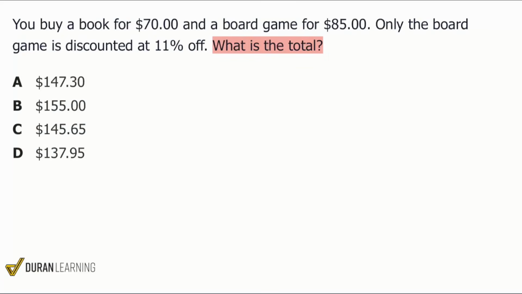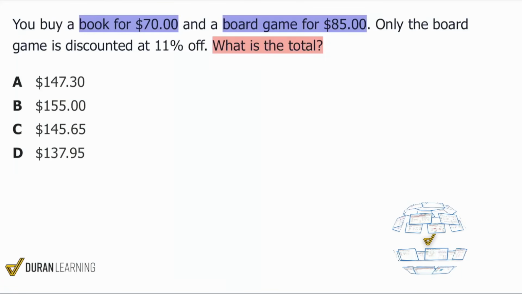Easiest mistake that somebody can make is thinking that your items, the book and the board game, are both 11% off. Everyone, is that true? Are both items discounted at 11% off? That is not true. It's not.